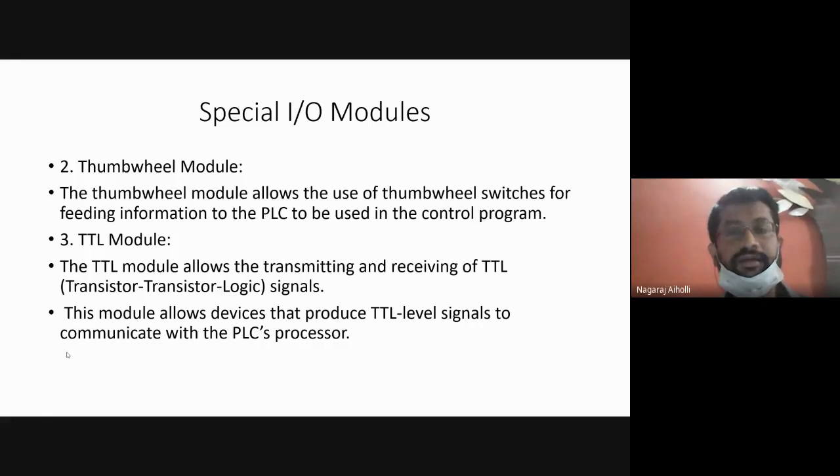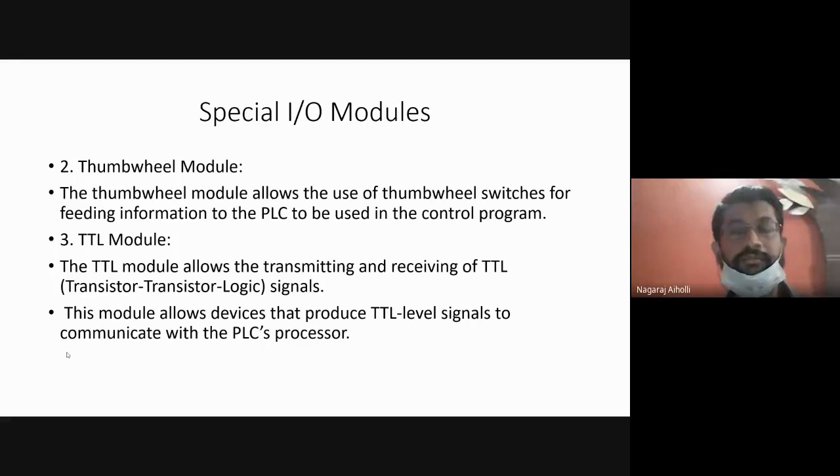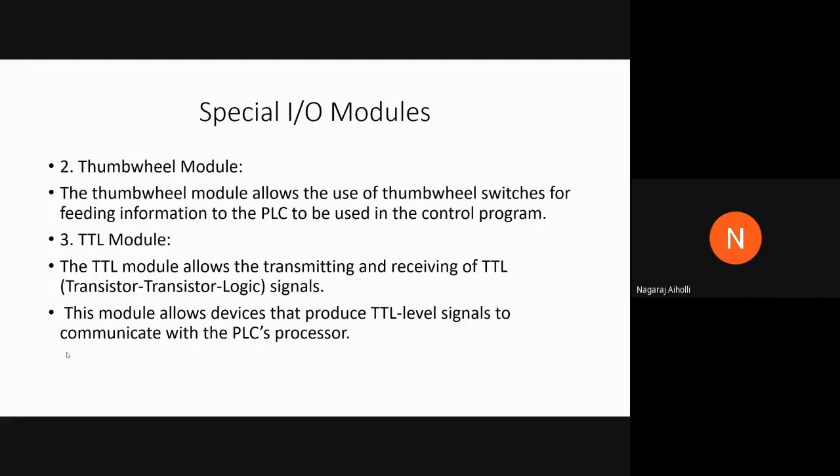Now the importance of these thumb wheel switches is that they are used to feed the information to the PLC, and depending upon the control program, the PLC controls the particular application. Based on the program stored in the PLC, it controls the application with the help of these thumb wheel switches. These thumb wheel switches are meant for feeding the information to the PLC to be used in the control program. Whatever information is required for the PLC program is provided by these thumb wheel switches.